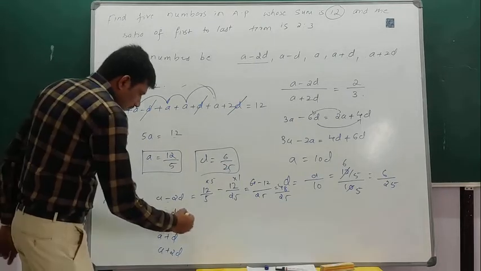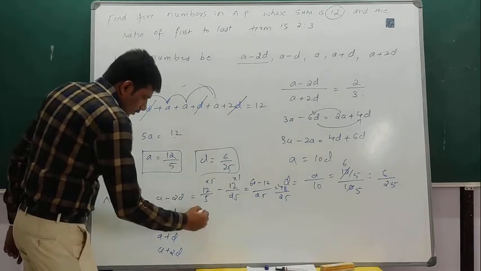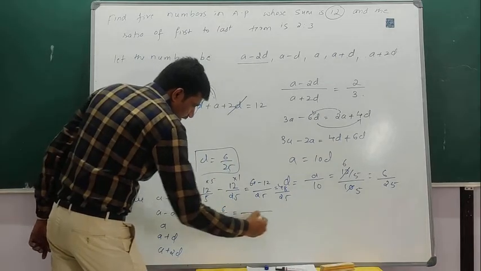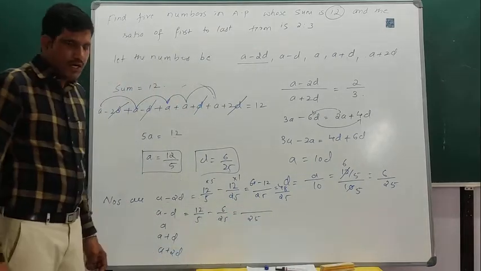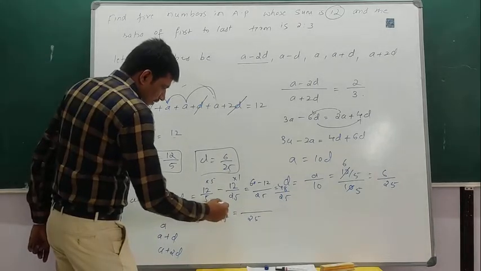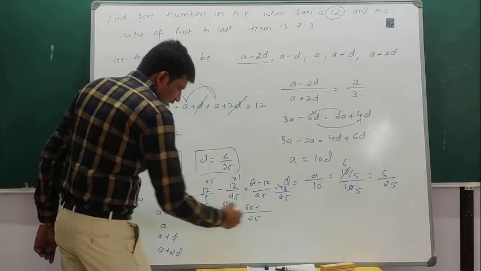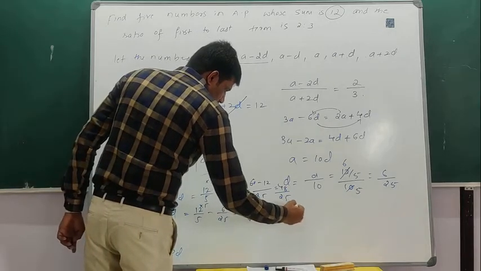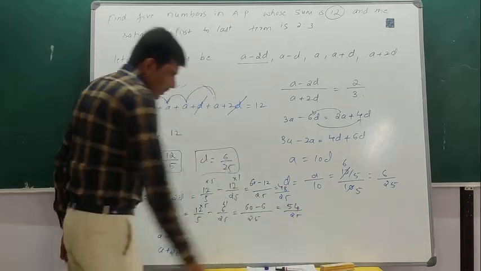Right? So next a minus d. What is the a value? The a value is 12 by 5 minus the d value, which is 6 by 25. So what is the LCM? LCM is 25. So now here multiply by 5, here it is 1. 12 fives are 60 minus 6. So what is 60 minus 6? It is 54 by 25.